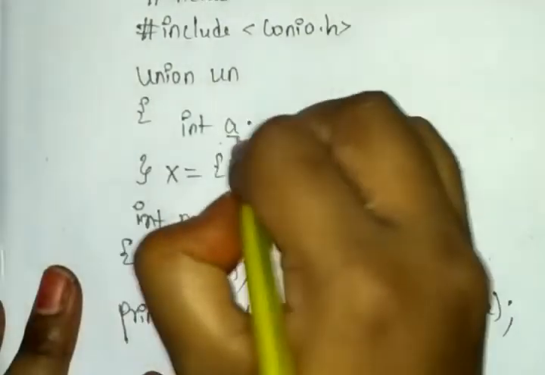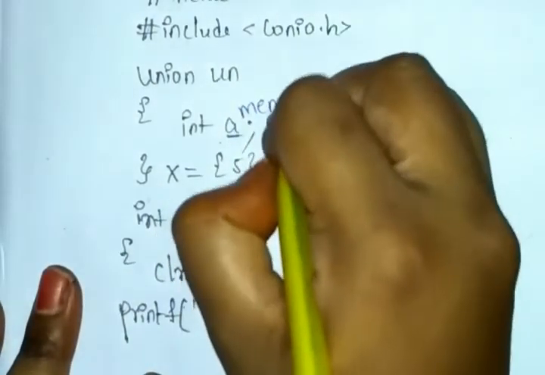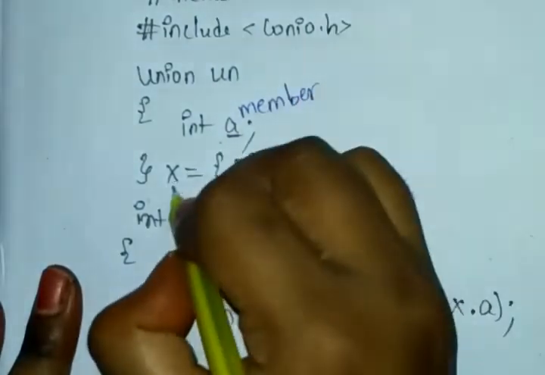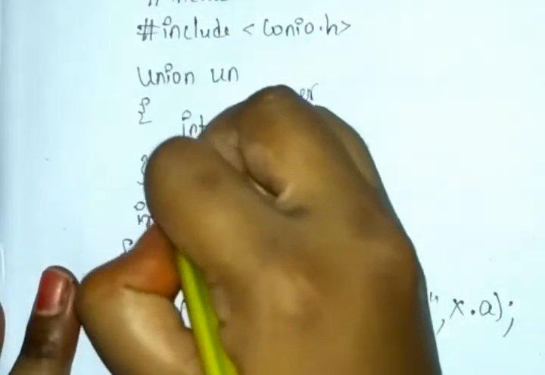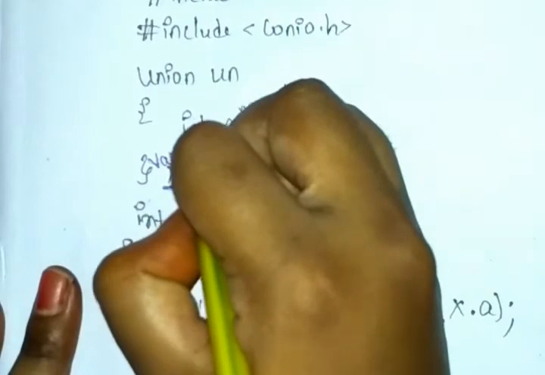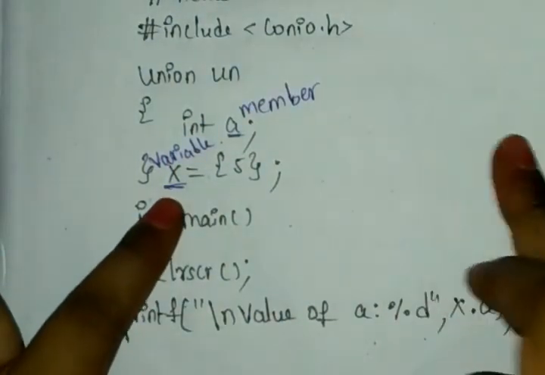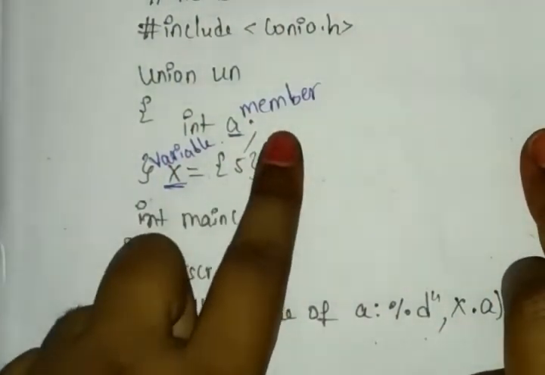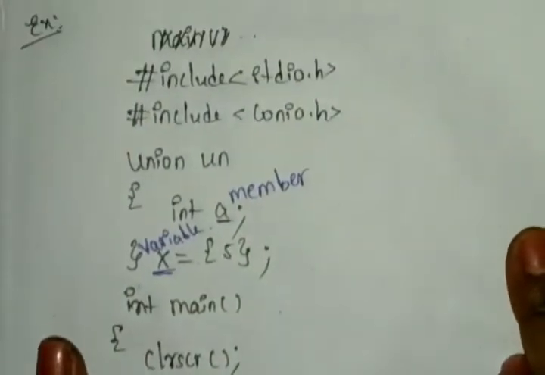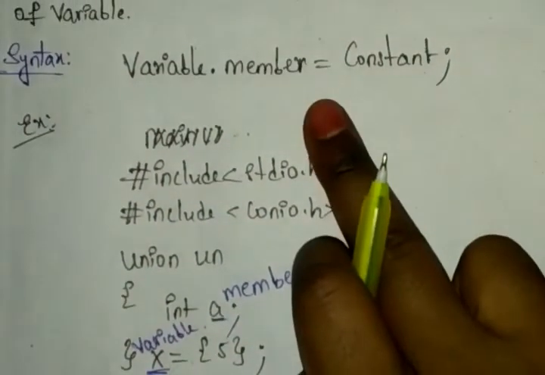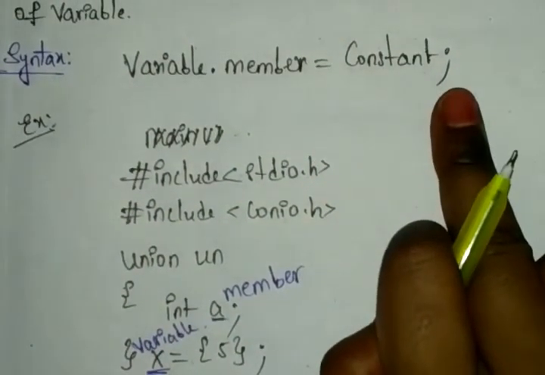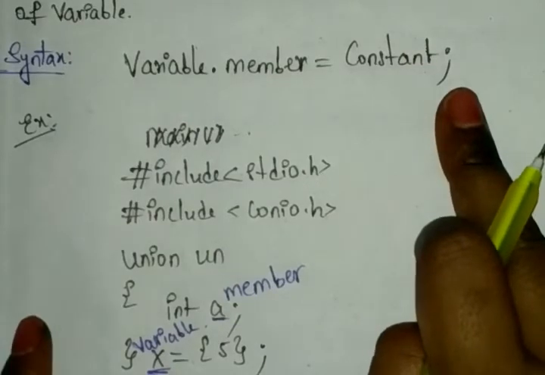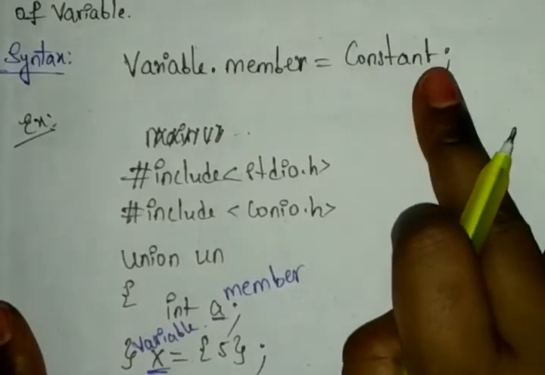The a is our member, and the x is our variable. Here you can see x is our variable and a is the member. So the syntax here is variable dot member equals the constant, which means it will assign the value to the member.